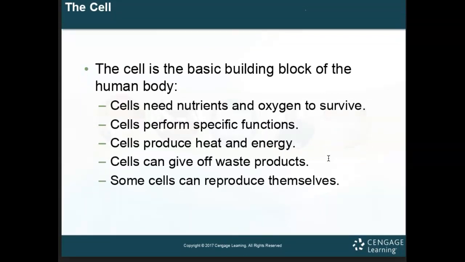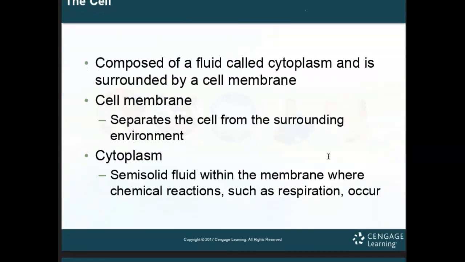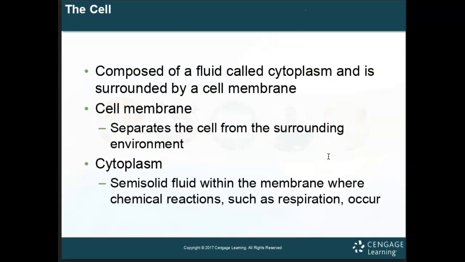So the cell is the basic building block of the human body. It needs nutrients and oxygen to survive. It performs specific functions, produces heat and energy, can give off waste products, and some can even reproduce themselves. It is composed of a fluid called cytoplasm and is surrounded by a cell membrane.